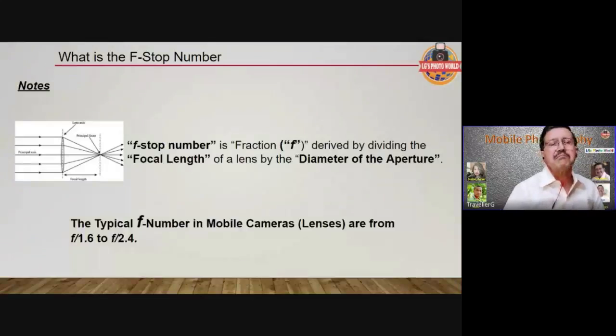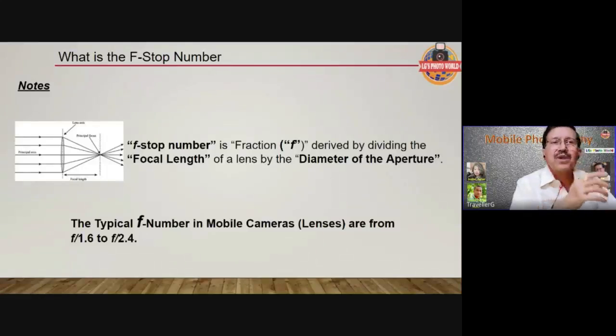So F/1.4, F/2.8. So the F-stop number is a fraction, but what is that fraction? It is derived by dividing the focal length. Don't get into all these complications. You have to remember it as F for fraction. But theoretically, it is derived by dividing the focal length with the diameter of the aperture.